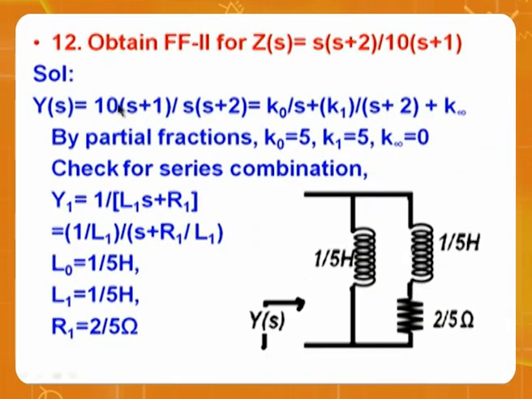Next, obtain first form 2 for z of s. This is the z of s taken. First form 2 is for admittance. Then calculate k0, calculate k1. Please remember, when you take admittance, s plus 1 came up and s plus 2 came down. That's why the root is s plus 2 here. Z of s is given, convert into y of s and solve. This is the meaning. You will get these values.